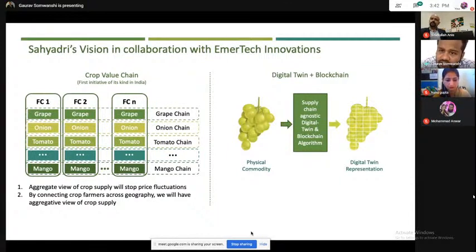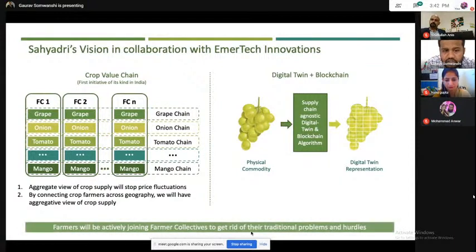So this is the kind of technology that we are trying. This is the innovation that we brought forth. And what we hope, it is just a hope at this moment, is that farmers will be actively joining farmer collectives to get rid of the traditional problems and hurdles. So in order to ensure that farmer collectives become a very tempting, or rather a beneficial, model for the farmers, we have to ensure that the farmer collectives themselves are benefited. So this is the project that we are currently on.